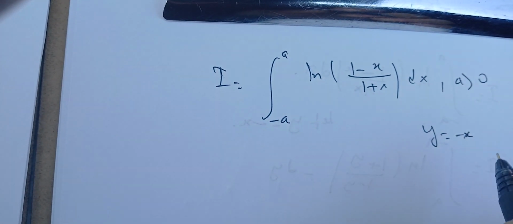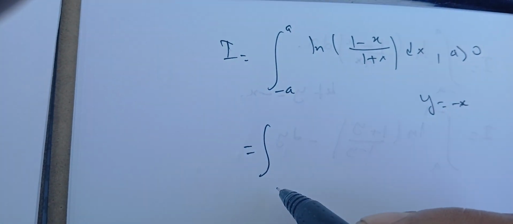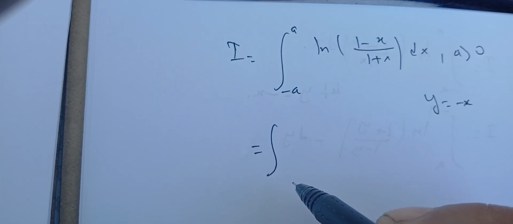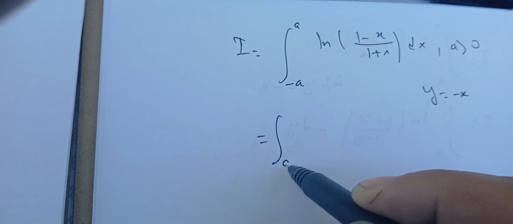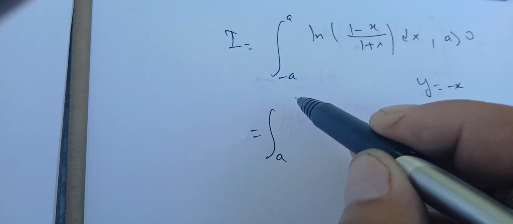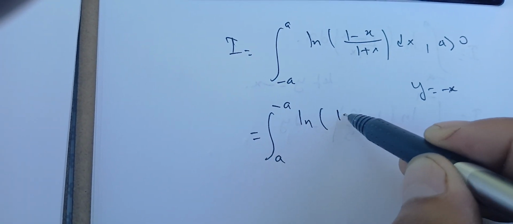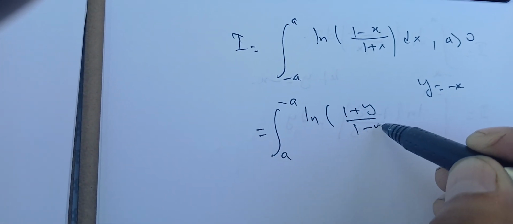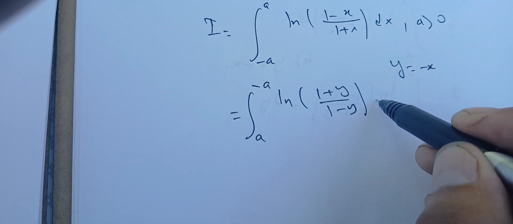This is the easiest change of variable that we can do. Here we change the upper limit and the lower limit. When x is minus a, y is going to be a. When x is a, y is going to be minus a. And the natural log of 1 plus y over 1 minus y. This is the change of the function. And dx is going to be minus dy.